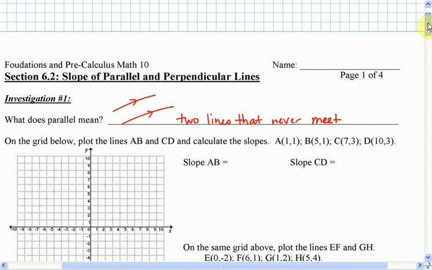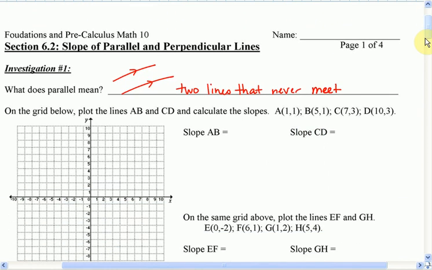So here's what I'd like us to do then. We're going to investigate and find out what we know about slopes of parallel lines. On the grid, I'd like you to plot these points. A is 1 comma 1, so 1 to the right, 1 up. There's A, and then B, 5 comma 1. That's right here. Then let's plot the next ones, 7 comma 3, which is C, and then 10 comma 3. I want you to plot these points, and then calculate the slope of these points. You can either look at the picture or use the slope formula.